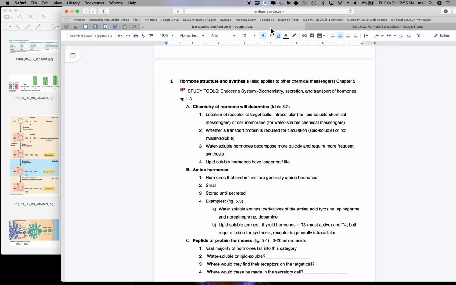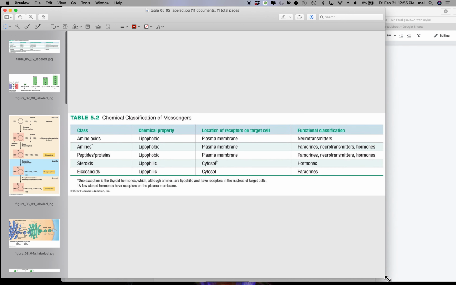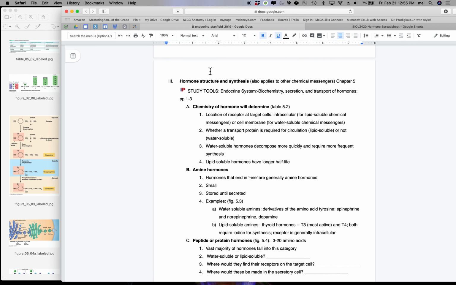Okay, so we are going to start right here on Roman numeral 3. Really, all I want to talk about here is what hormones have in common: they go into the bloodstream to get to their target cell, and that's what makes them a hormone. But there are categories of hormones, and this is true for all chemical messengers. But I'm going to focus on hormones right now.